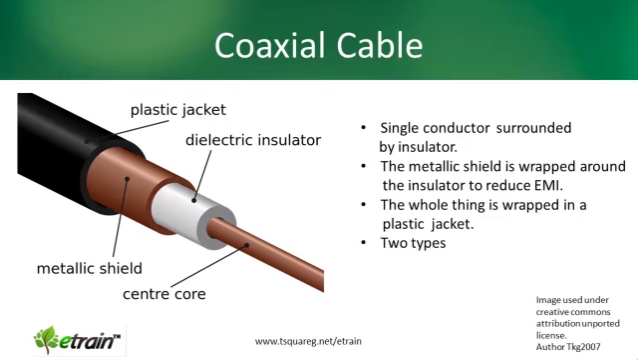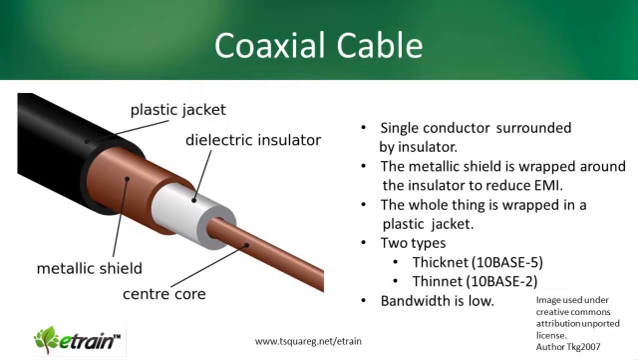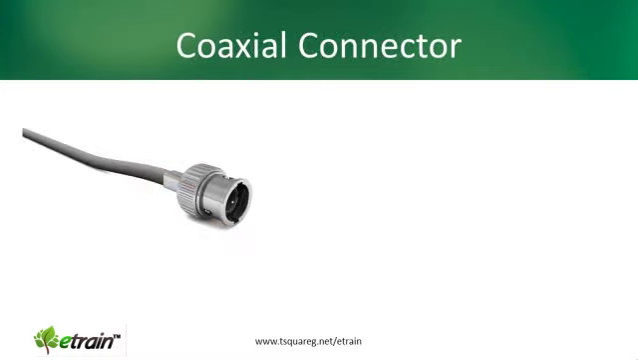Now, one of the problems with coaxial cable, as you'll see, has to do with the bandwidth. And what we'll talk about is the relative bandwidth of the two types. There are two types. There is thicknet, or 10 base 5, and there is thinnet, or 10 base 2. In both cases, the bandwidth is relatively low, so it's not necessarily as popular as it used to be.